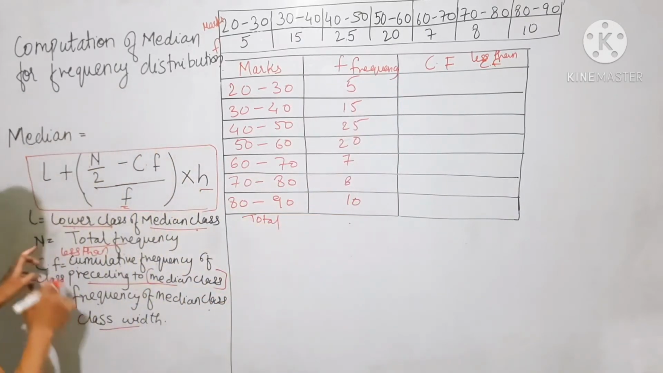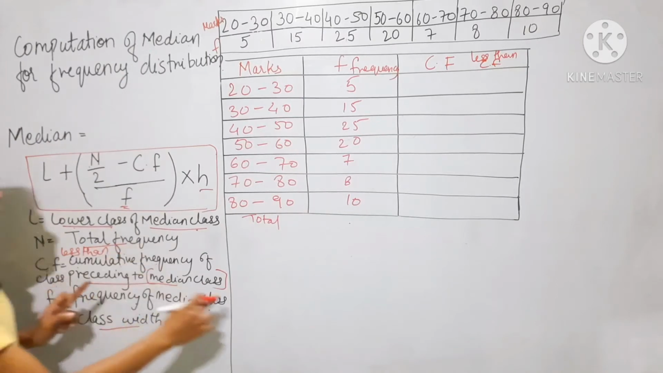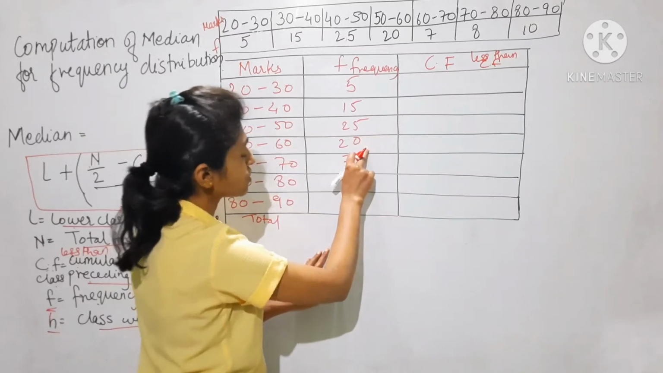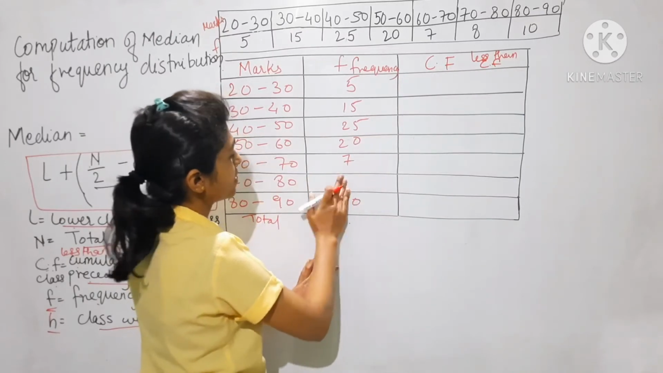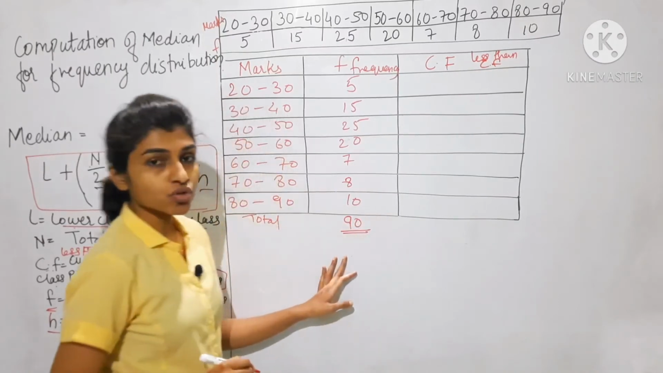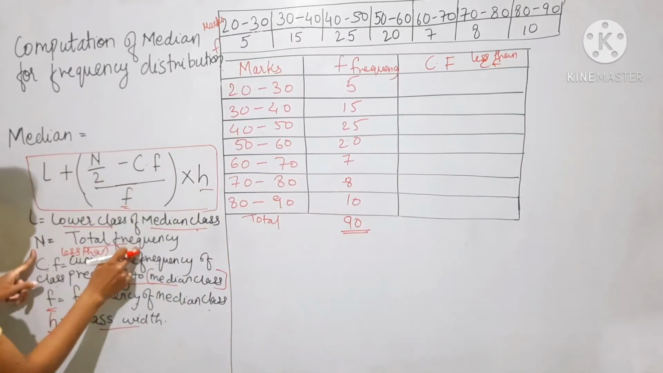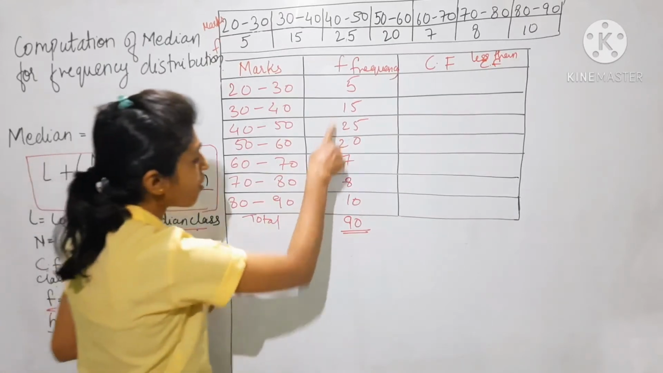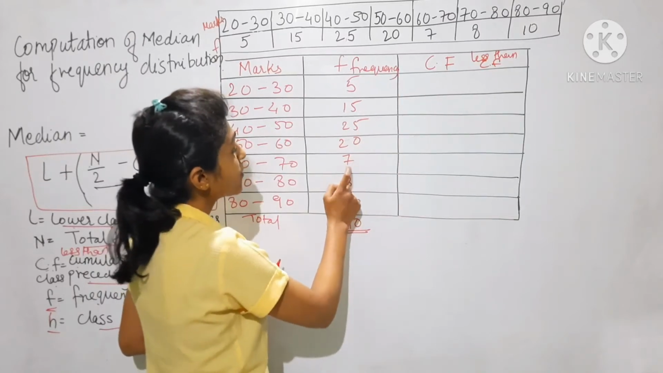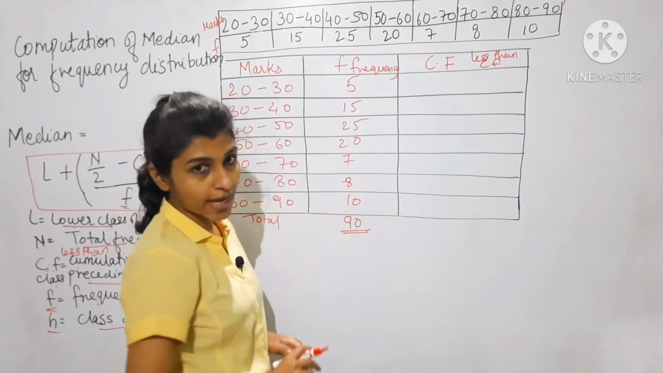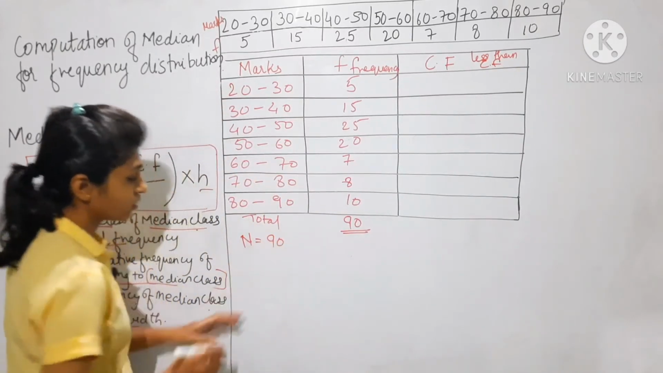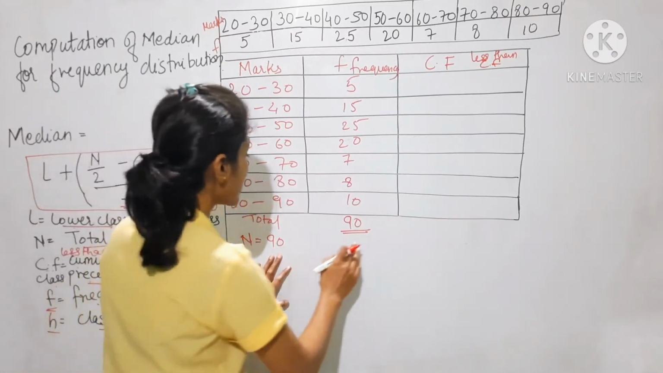See, frequency, n is what? N is the total of frequency. Make the total. So 5 plus 15 plus 25 plus 20 plus 7 plus 8 plus 10, you get the total of 90. So n is the total frequency, and the total of this column, 5 plus 15 plus 25 plus 20 plus 7 plus 8 plus 10, you get 90. Note down, n is 90.